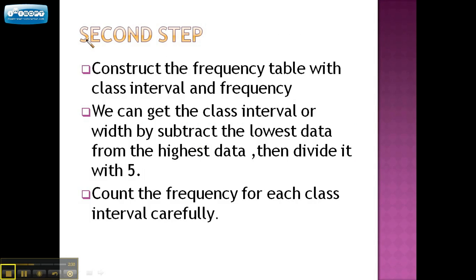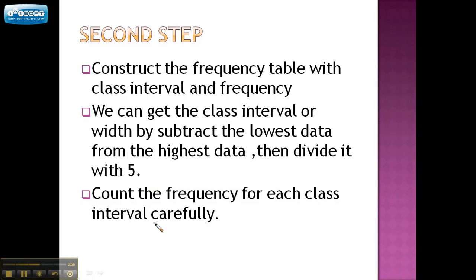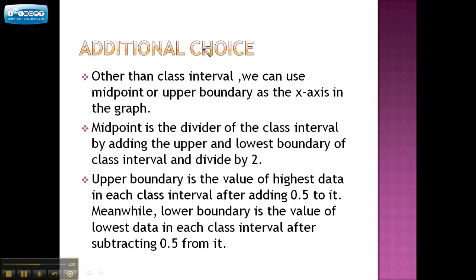For the second step, construct the frequency table with class interval and frequency. We can get the class interval or width by subtracting the lowest data from the highest data, then dividing it by 5, as we want to classify it into 5 classes. Count the frequency for each class interval carefully. This is for the frequency. Additional choice.